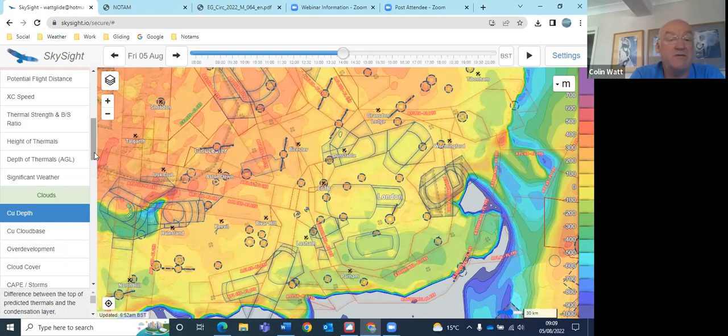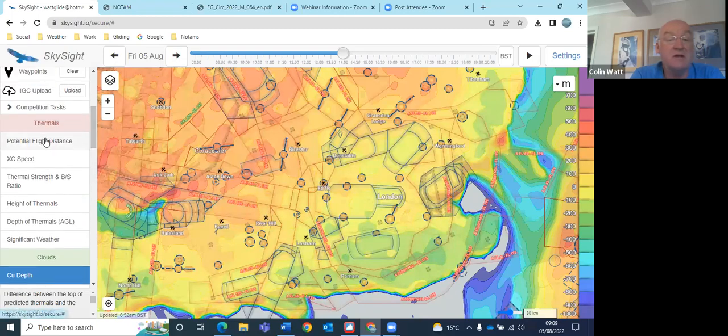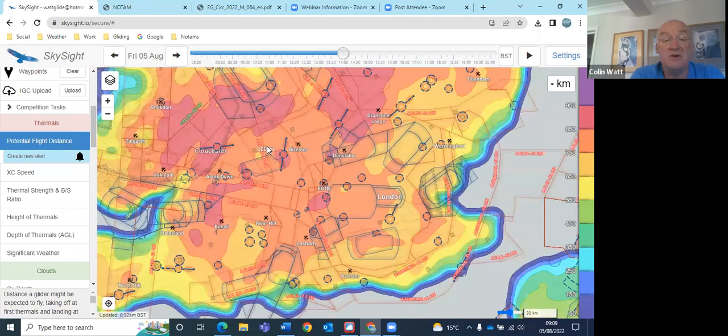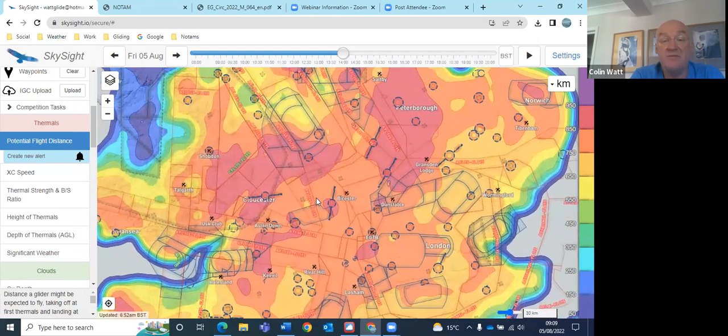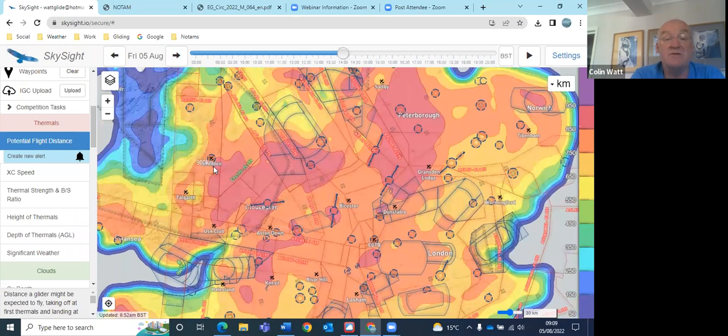And their potential flight distance, a similar sort of area, really. Anywhere out into Wales, the Mynd, and then out into East Anglia. So potentially a very, very good day.